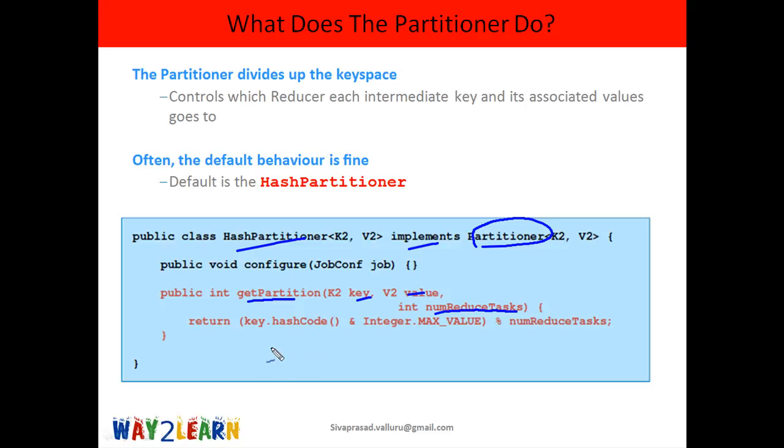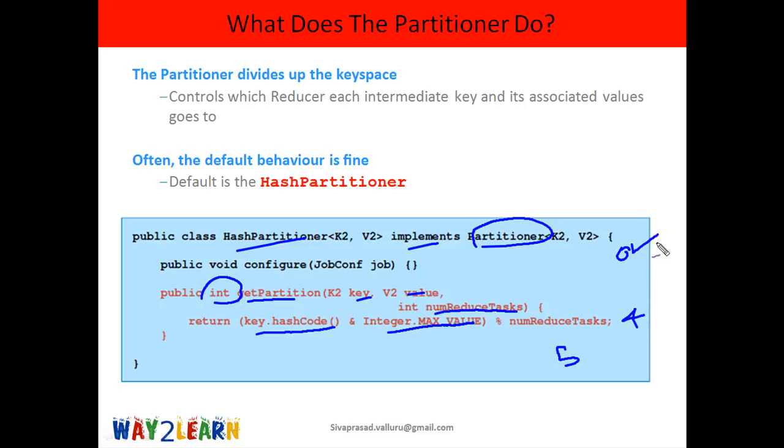So the logic here is computing the hash code of the key, ANDing it with Integer.MAX_VALUE, and taking the modulus of the number of reduce tasks. The return value is an int. So if the number of reduce tasks is 5, the possible return values of this method are 0 to 4: 0, 1, 2, 3, 4.